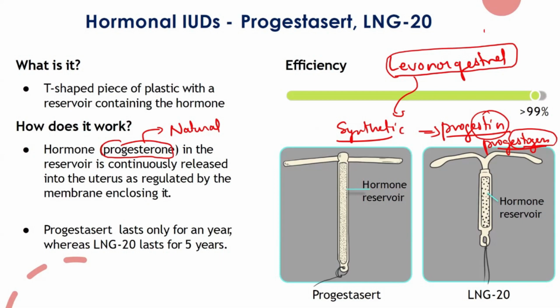So write this down. What is LNG? It's a synthetic progestogen. Now these IUDs contain a well-like structure where the progesterone hormone is present. Progestogen or progestin or LNG is present here. You guys wrote this: levonorgestrel, a synthetic progestin or progestogen.